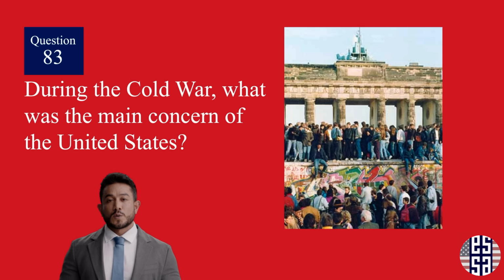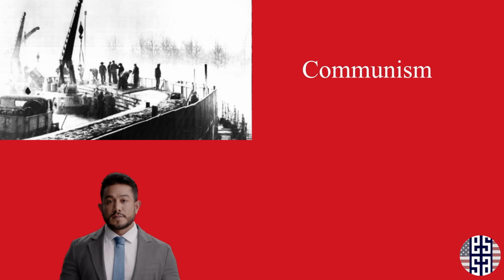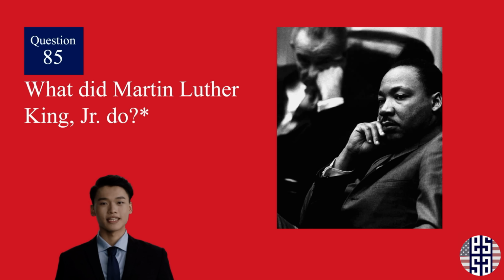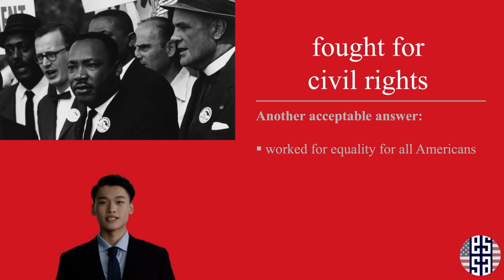During the Cold War, what was the main concern of the United States? Communism. What did Martin Luther King Jr. do? Fought for civil rights. You could also say, worked for equality for all Americans. But it is easiest to say, fought for civil rights.